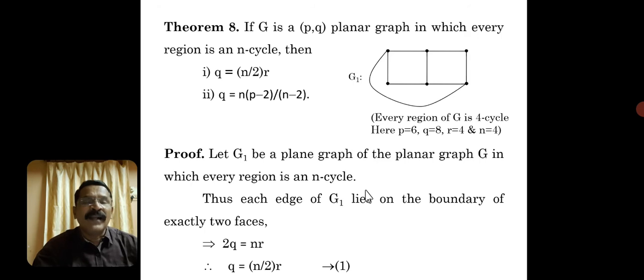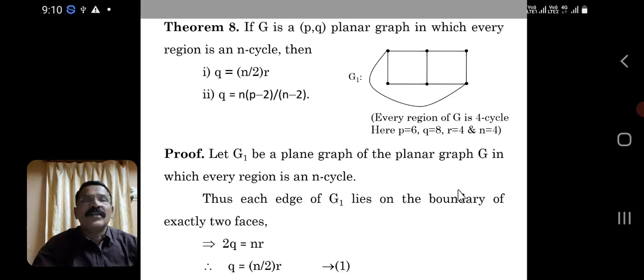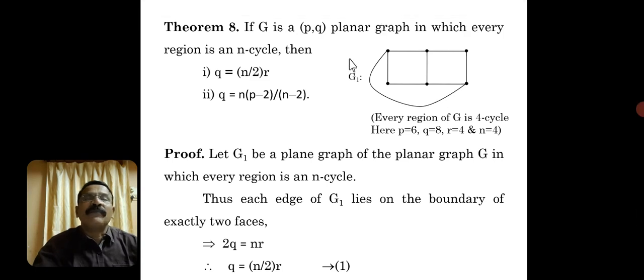Okay, so we have verified the result. It is very easy to verify because we know the value of r and we know the value of n. If you substitute, you will get Q equal to 8. So this is very easy to verify. Let us prove this result.